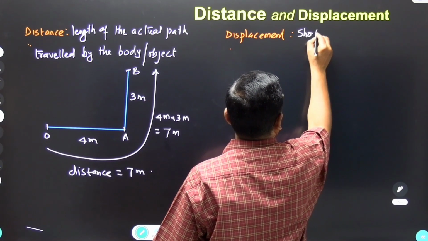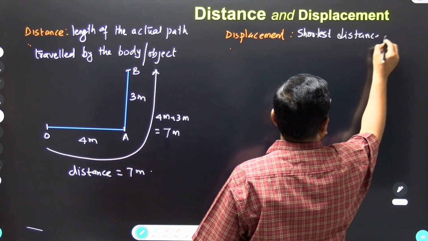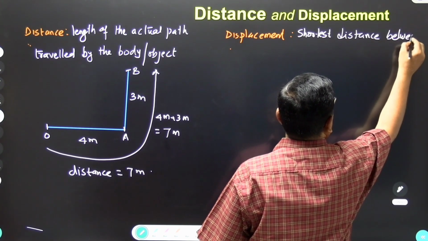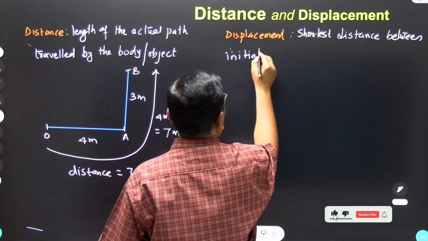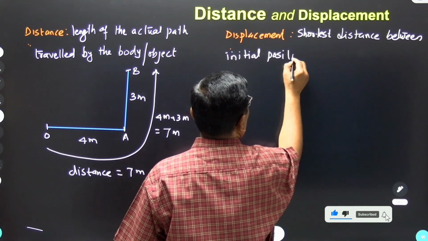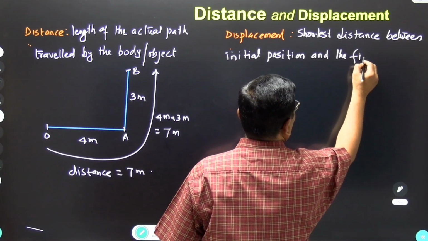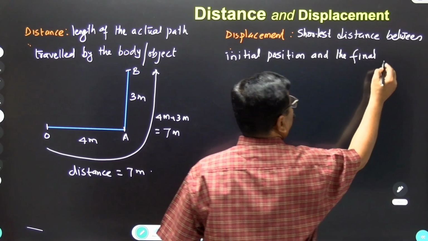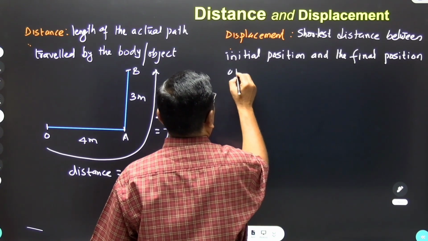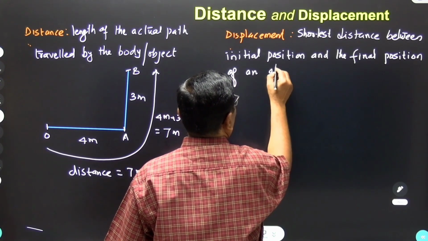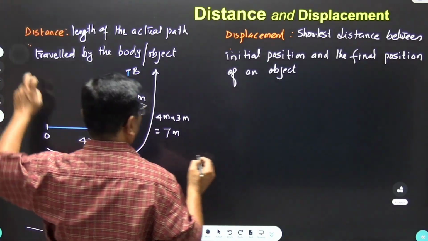It is the shortest distance between initial position and the final position of an object. Now I will draw the same diagram again.